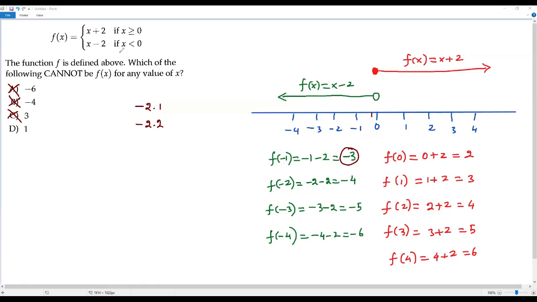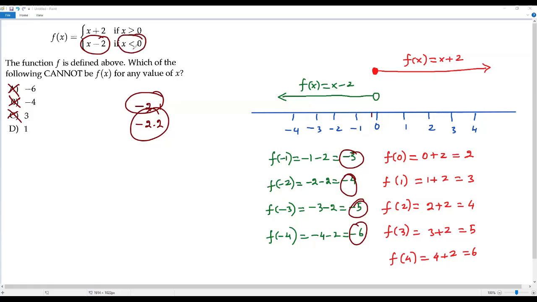Anyways, when x is less than 0, I'm getting a value for the second piece which is less than -2, that is -2.1, -2.2, -3, -4, -5, -6. So all the values I'm getting for f of x are negative if x is less than 0. So there is no chance to get the value 1 for the second piece of f of x if x is less than 0. So the value 1 in answer choice D cannot be the value of f of x. So the correct answer choice for this question is D, 1.